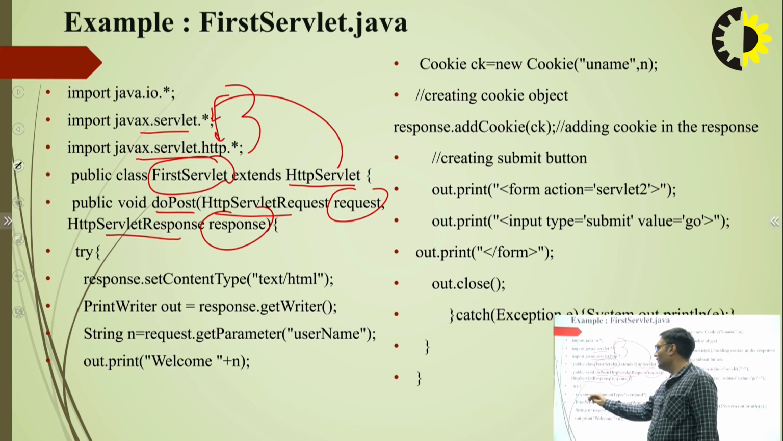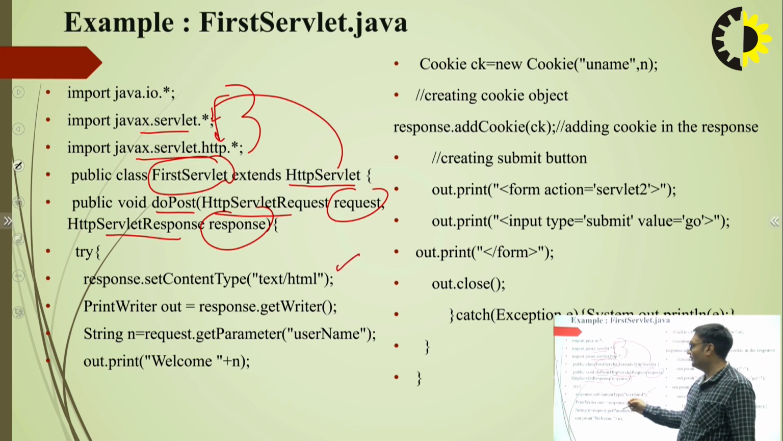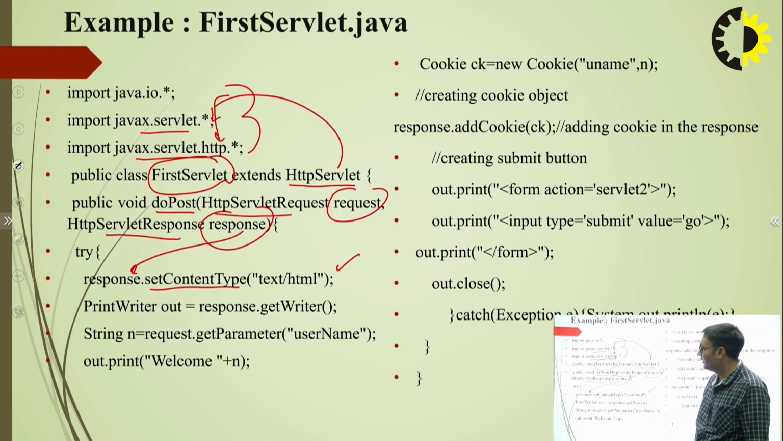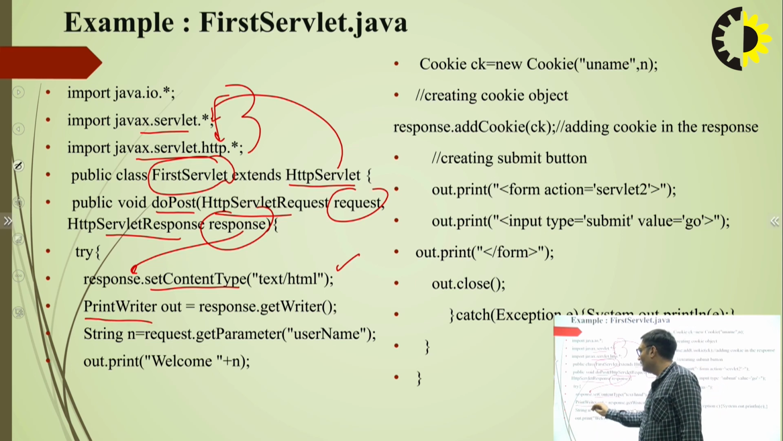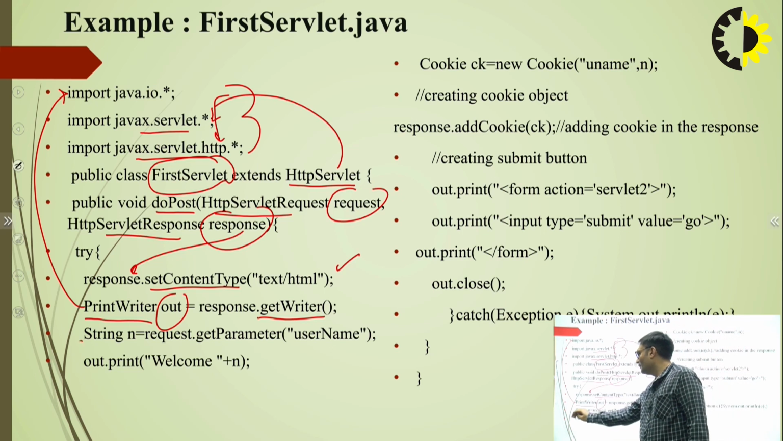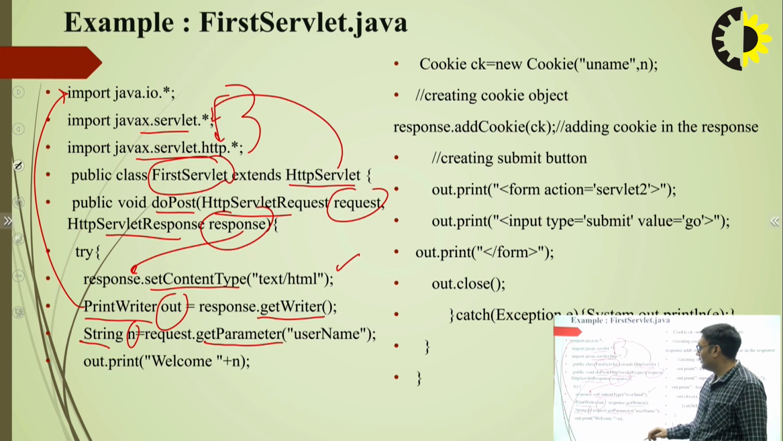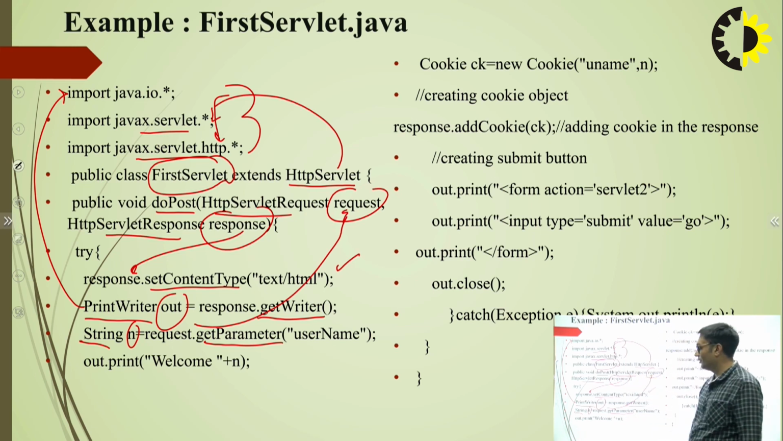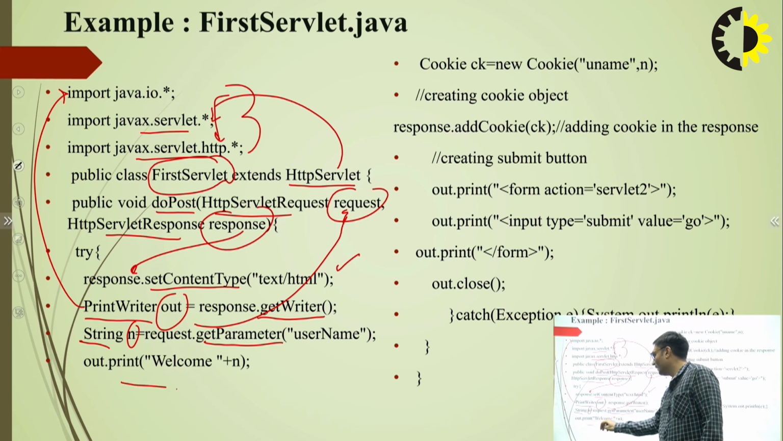I'm setting the content type. This one is optional. You can set response dot set content type text slash HTML. I'm writing a PrintWriter. The PrintWriter class will come from this package. I'm creating the object out. Out will be created through the response dot get writer method. Now there is a String, the name is n, and I'm calling get parameter using the request object, which is an object of the HTTP servlet request class. Right, I'm just printing welcome.